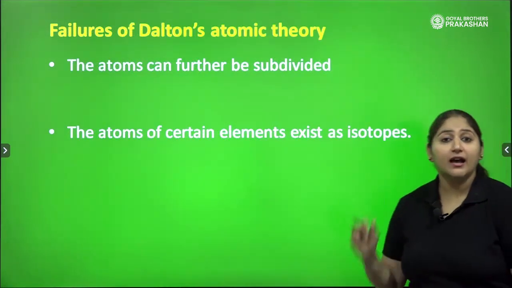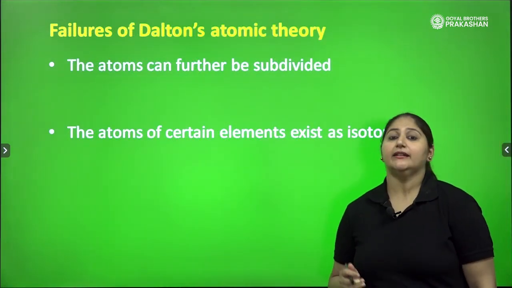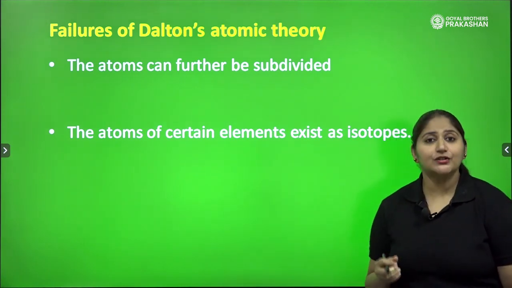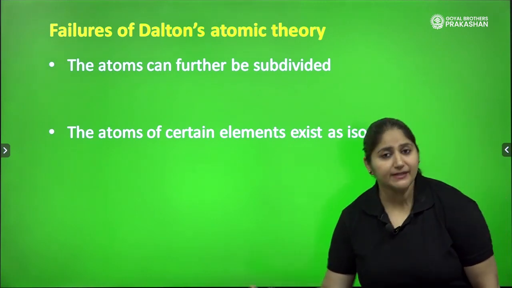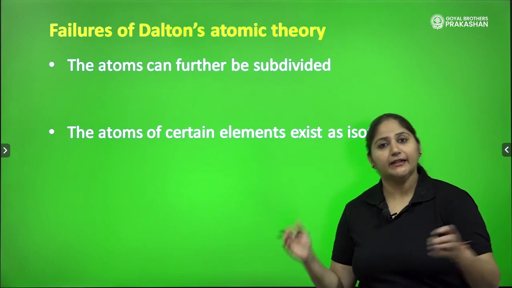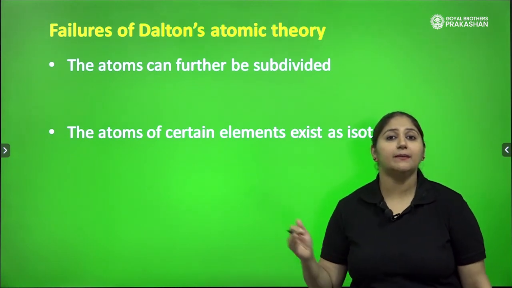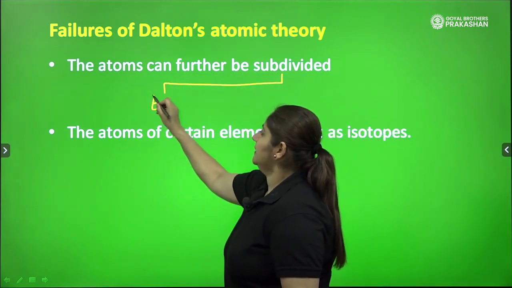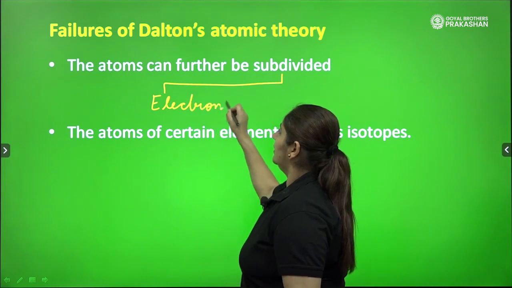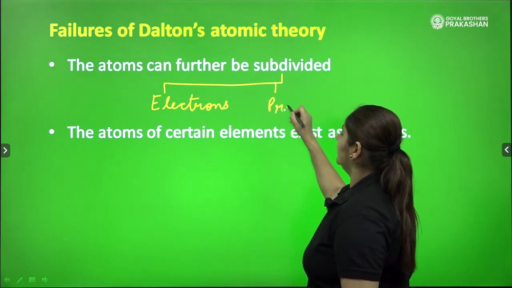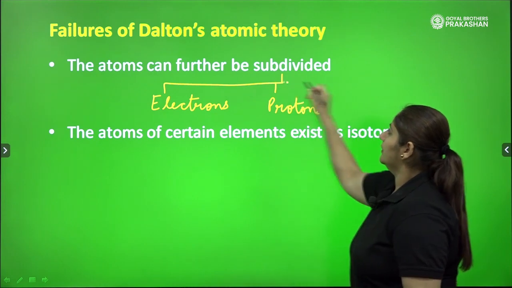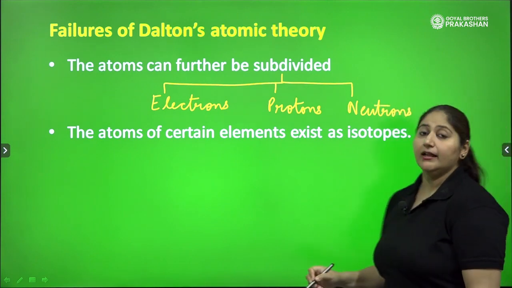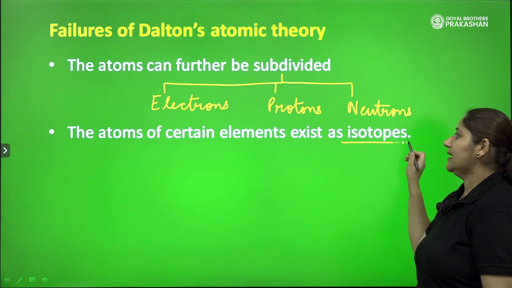But there are failures of Dalton's atomic theory, children. Yes, there are a few points which were not appropriate because we actually found that atoms can be divisible. Yes, you heard it right. Atoms can further be divided into 3 subatomic particles, and those subatomic particles are electrons, protons, and neutrons. Right? Then atoms of certain elements exist as isotopes.